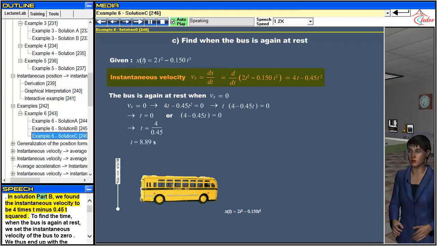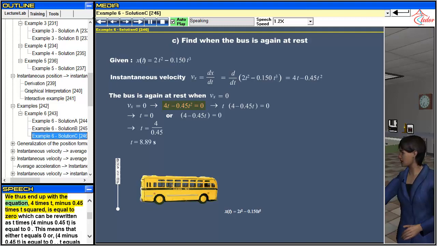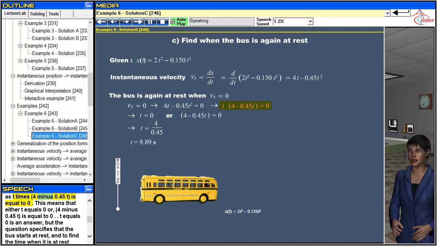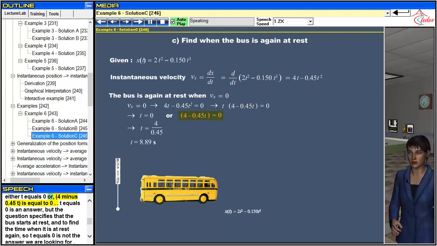In solution part B, we found the instantaneous velocity to be 4 times t minus 0.45 t squared. To find the time when the bus is again at rest, we set the instantaneous velocity of the bus to 0. We thus end up with the equation 4 times t minus 0.45 times t squared is equal to 0, which can be rewritten as t times 4 minus 0.45 t is equal to 0. This means that either t equals 0, or 4 minus 0.45 t is equal to 0.